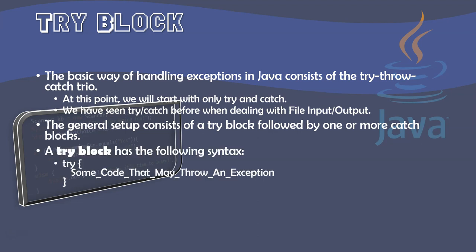Now a try block has the following syntax: try, and then you have some code inside that may throw an exception. So it's pretty easy to notice. There are no parameters or anything like that we have to deal with here. It's simply the keyword try, some curly brackets, and the code that goes in the middle.